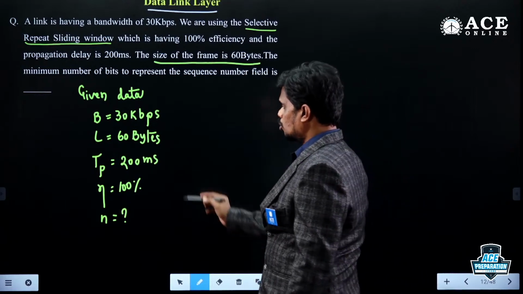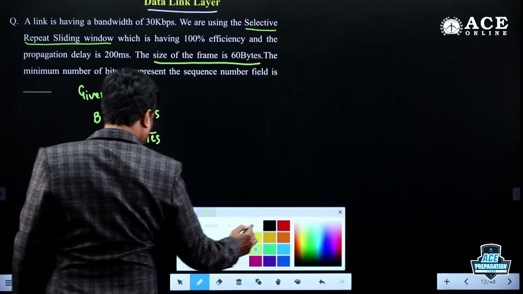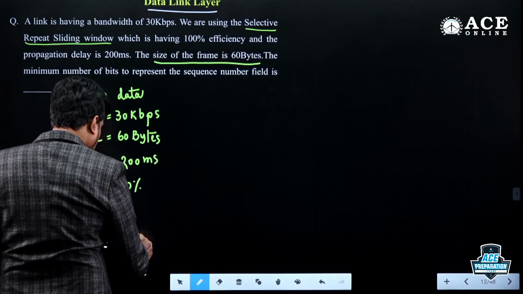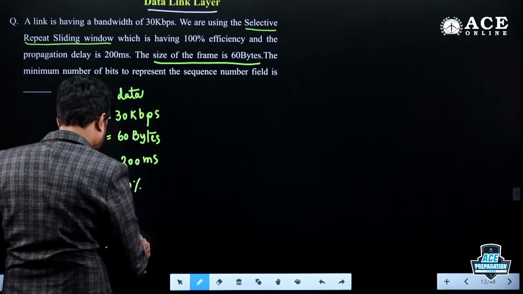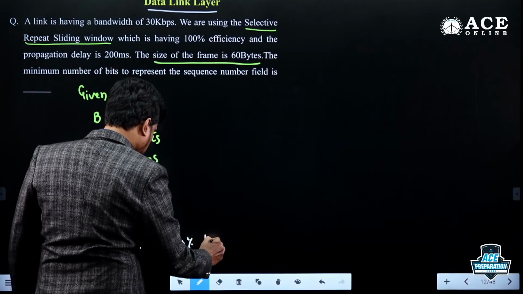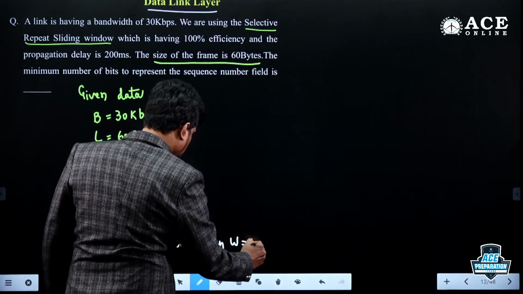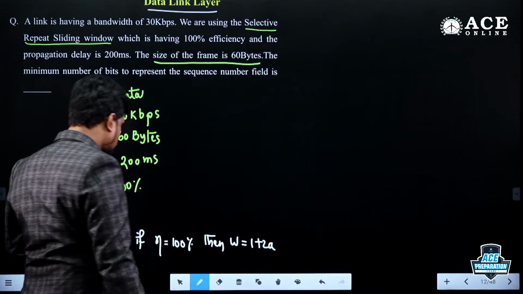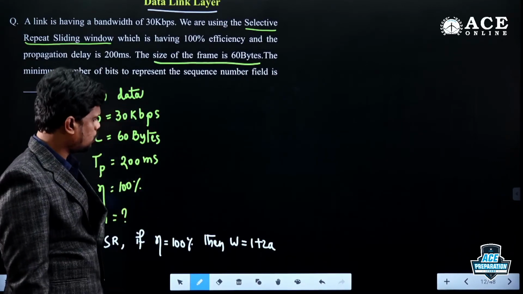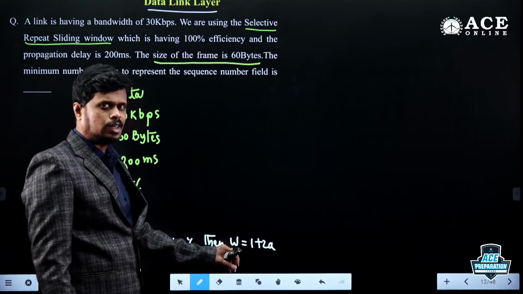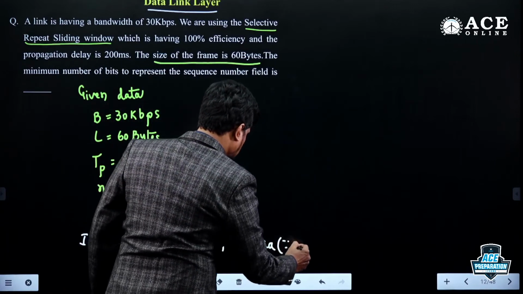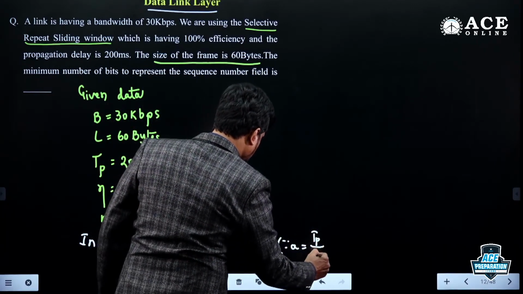Let us write the point here. In selective repeat ARQ, if efficiency is 100%, then the condition we have is W equals 1 plus 2A. It is not only in selective repeat, overall in sliding window, if we have efficiency of 100%, then the condition is W equals 1 plus 2A, where A is TP by Tx.